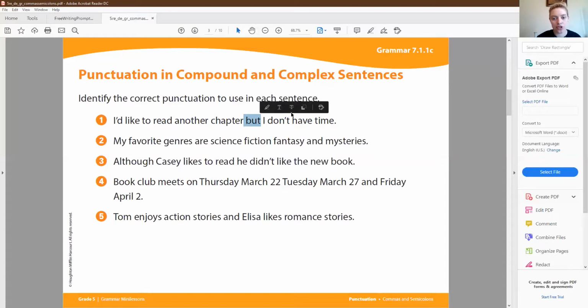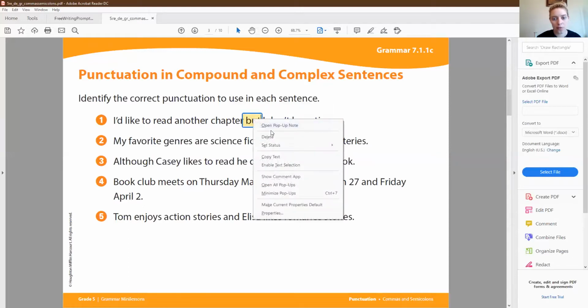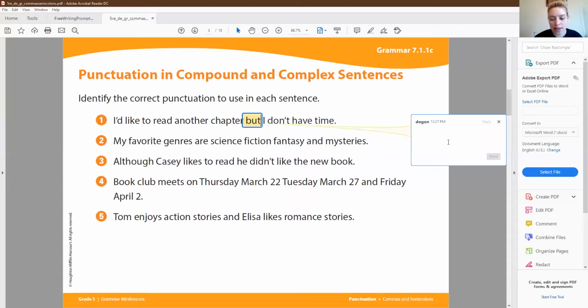So what we're going to do is just off to the side, okay, we're going to rewrite this whole entire sentence correctly. So I'd like to read another chapter, comma, but I don't have time, period, okay? So notice how I rewrote that sentence and I put the comma in the correct place. The comma needs to go before the but, okay?